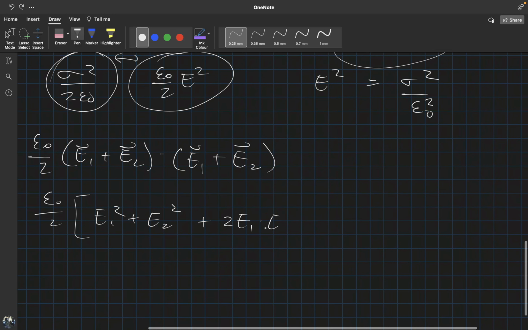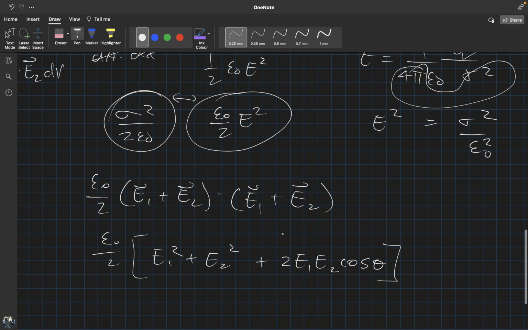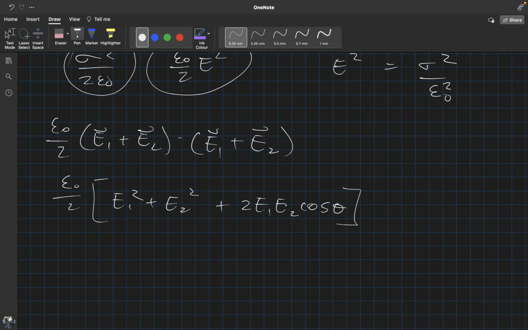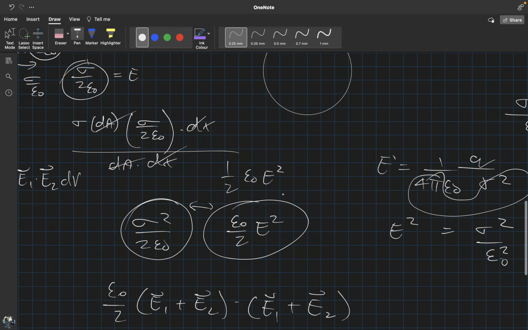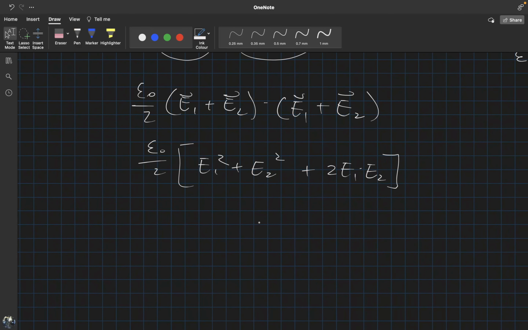So that should give you E1 E2 cos theta. We have been asked for E1 dot E2, so we can keep it in that form, no issues. I am willing to do anything to get rid of cos theta because you have no idea how it varies. Now, look at the first two terms.